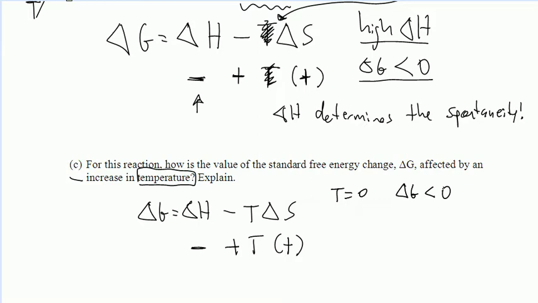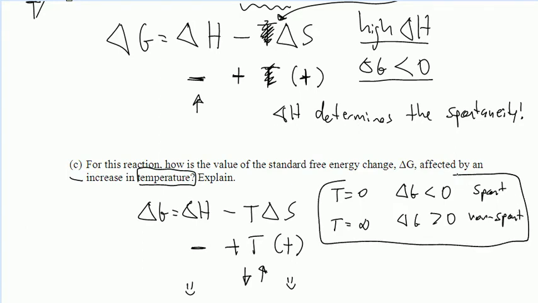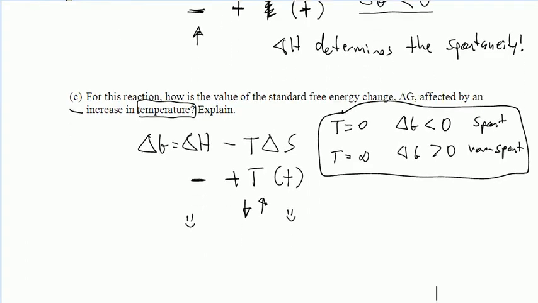Remember, temperature can be no lower than 0 in Kelvin. At T equals, let's say, infinity, delta G is going to be greater than 0, meaning when temperature is low here, this side is going to win. And when temperature is high here, this side is going to win. So, at low temperature, it's spontaneous. At high temperature, it's non-spontaneous. Perfect answer. You could write it that way if you wish, or you could write out a paragraph to discuss this.